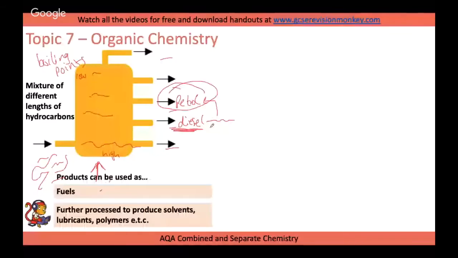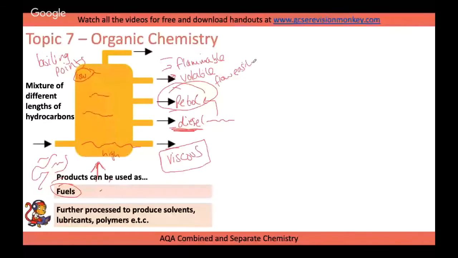So what can these be used as? Well, they're really useful fuels. The ones at the top that come out are really flammable, so they catch fire easily. They're very volatile, which means they easily turn into a gas. So those are the ones at the top, low boiling points, flammable and volatile. The ones at the bottom have high boiling points, they're the long chains, and they are described as being very viscous. That means they are thick and gloopy and don't flow easily, whereas the ones at the top flow easily.